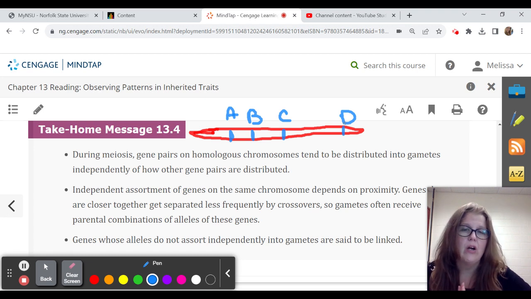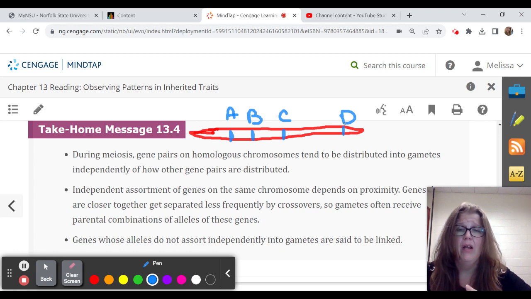The closer they are, the less likely they are to separate. So A and B are very close. They are less likely to be separated. It doesn't mean they are never going to be separated. They are less likely. Whereas A and D are much further apart. They are more likely to get separated during crossover.